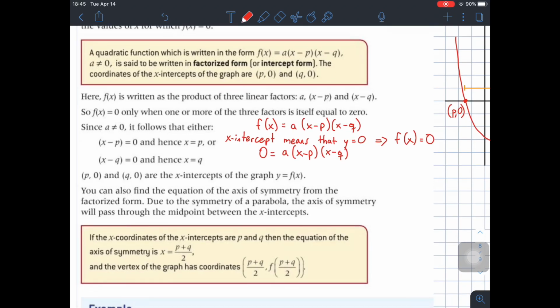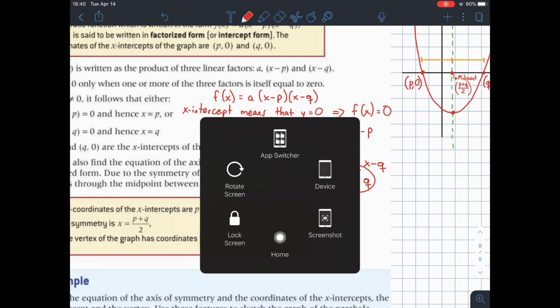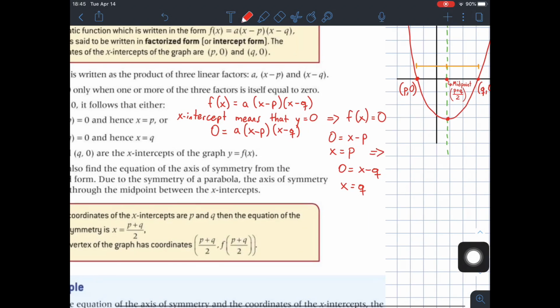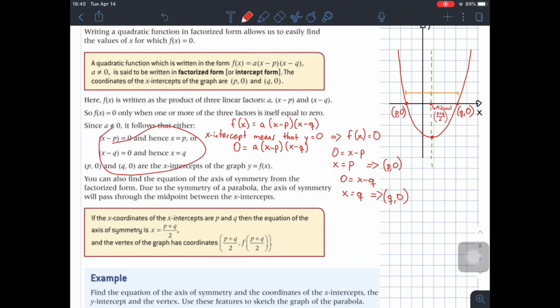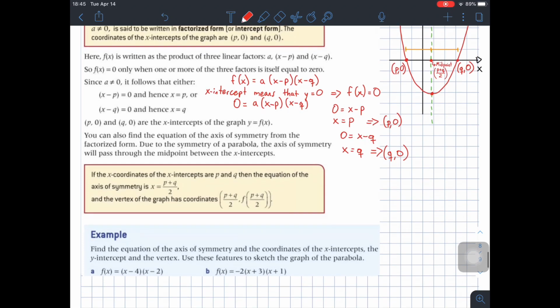One possible result is that 0 equals x minus p. So here we get that x equals p. And in the other possible case, 0 equals x minus q. So that's why x equals q. So those are the two x coordinates of the x-intercepts, right? The first one would be p comma 0, and the second one would be q comma 0. Okay, that's what we're shown here. So p comma 0 and q comma 0 are the x-intercepts of the graph y equals f of x.